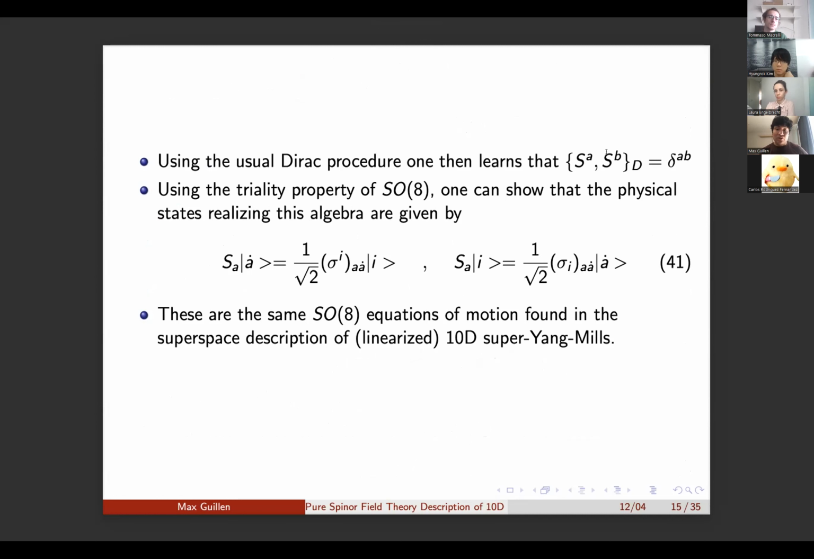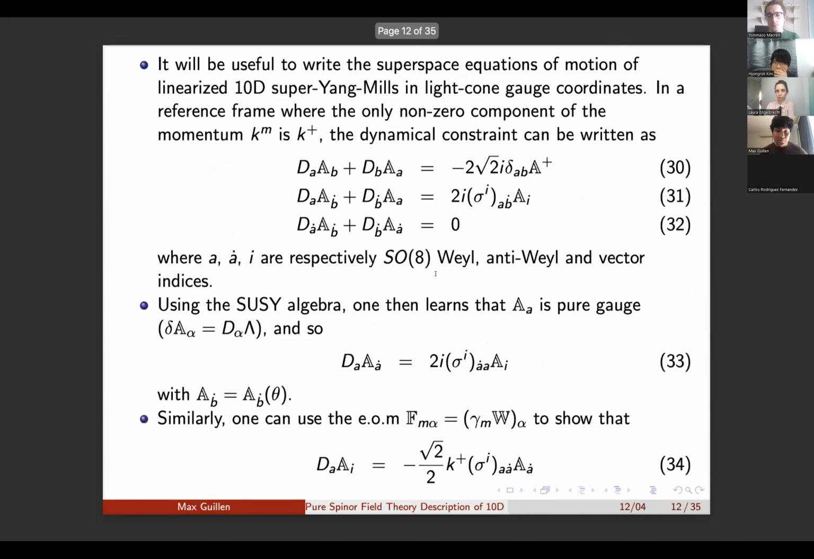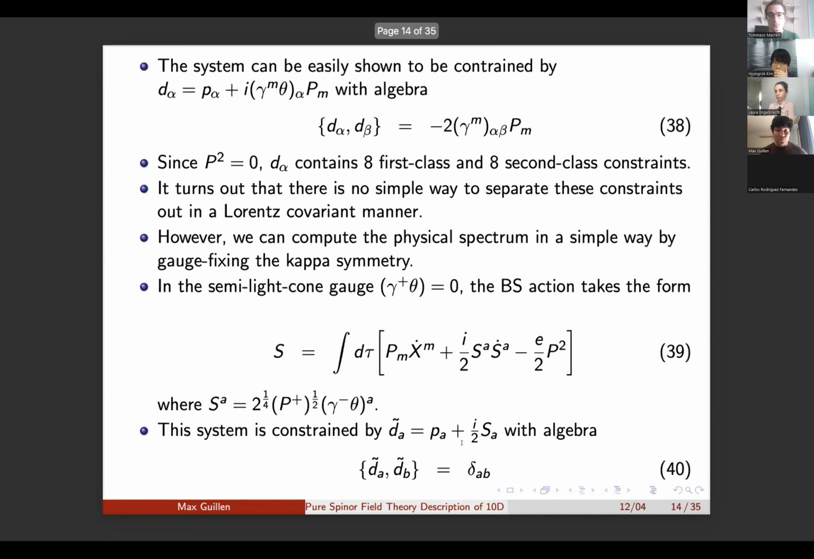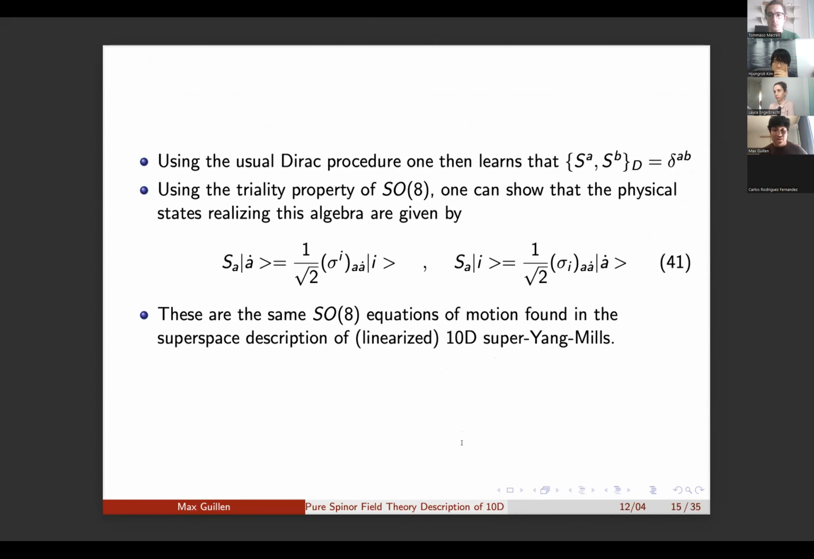In order to realize this algebra, we need to use the triality properties of SO(8), and we find that the Hilbert space is described by two states, A_i and chi_a dot, which are basically the states in the light-cone gauge of 10-dimensional super Maxwell. The action of S A is dictated by equation 41. These are the same equations that we found in the first part of the talk, these equations here, that's why I said they are important. So when we quantize the superparticle, we are describing 10-dimensional super Yang-Mills at the linearized level, or super Maxwell, but in the light-cone gauge.